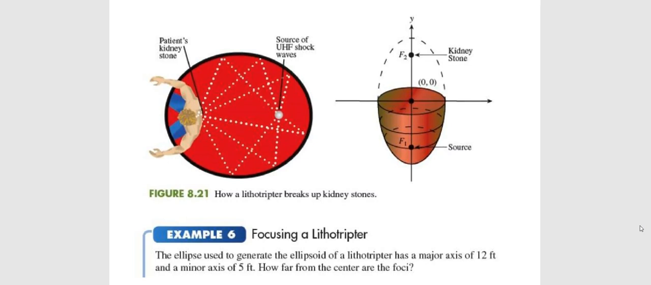What you see in front of you is a picture of an ellipse. From the top view, there's a person sitting on the left side.